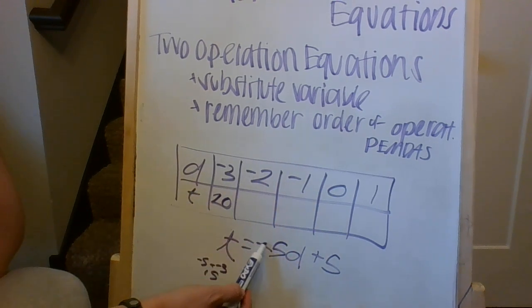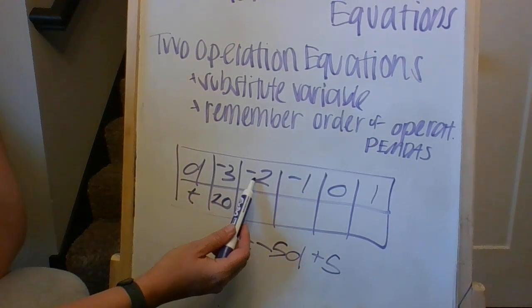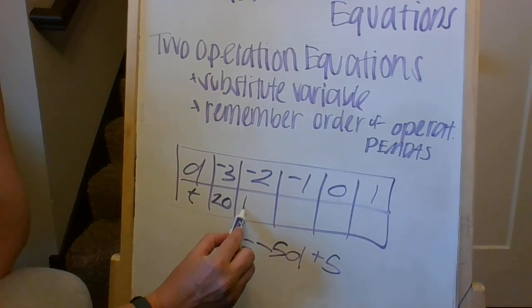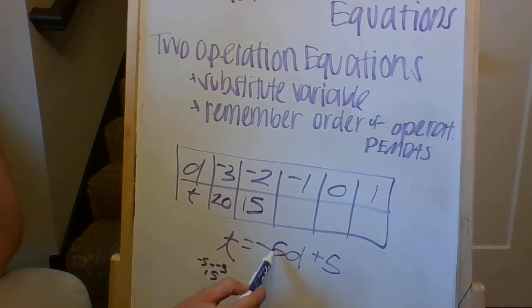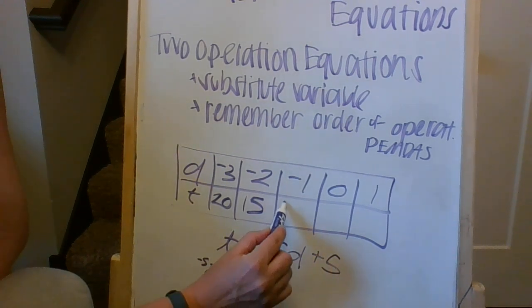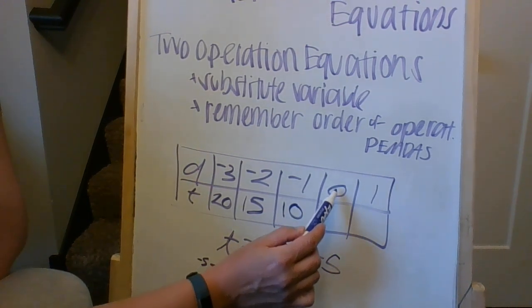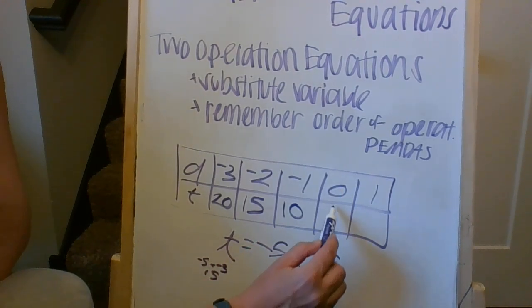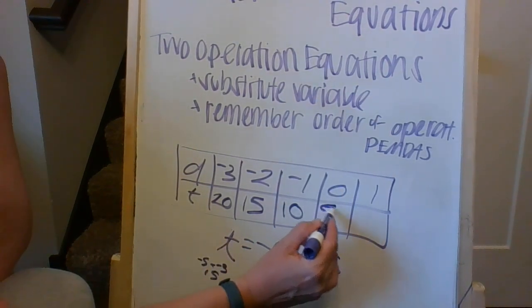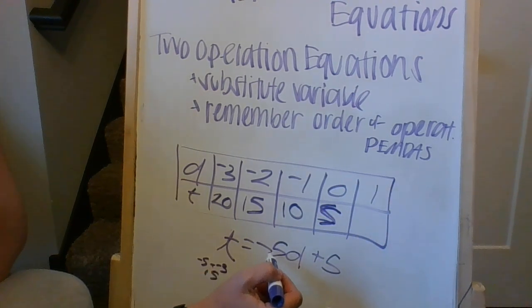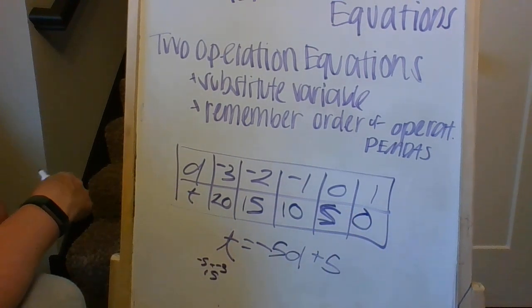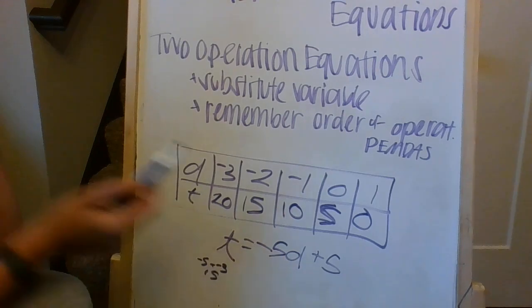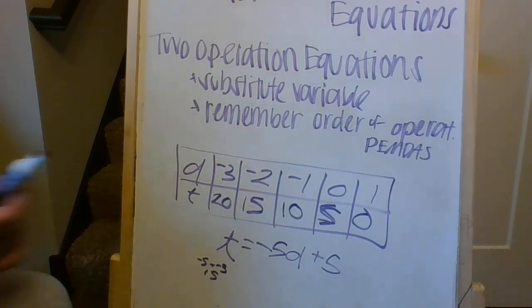Our next one, -5 times -2 is a positive 10 plus our 5 equals 15. -1 times -5 is going to be a positive 5 plus our 5 equals 10. -5 times 0 is going to be 0 plus 5 is 5. That's a terrible 5 too. Man. -5 times 1, it'd be -5 plus 5 is going to be equaling 0. So keep in mind our rules when we're looking at our subtraction. If you need to look back at those, you definitely can.